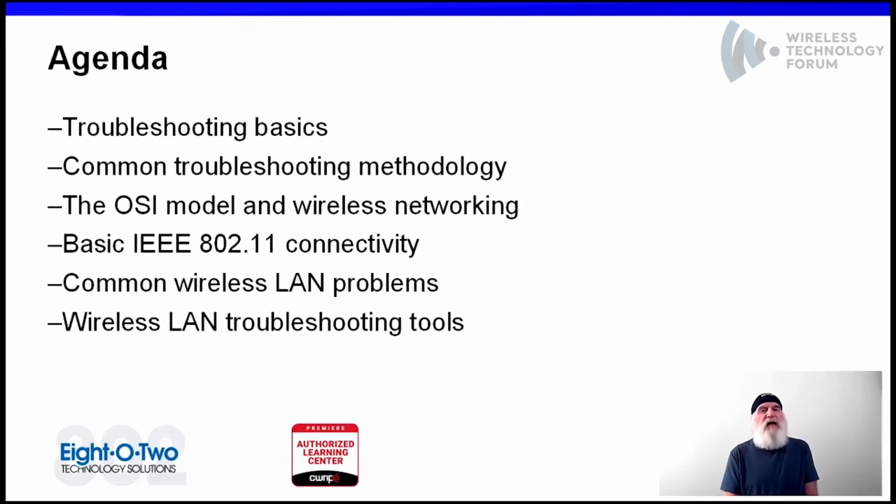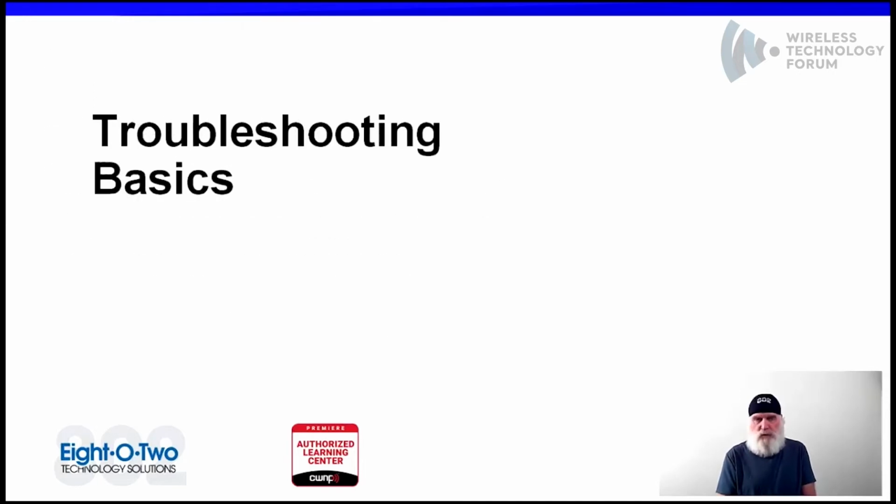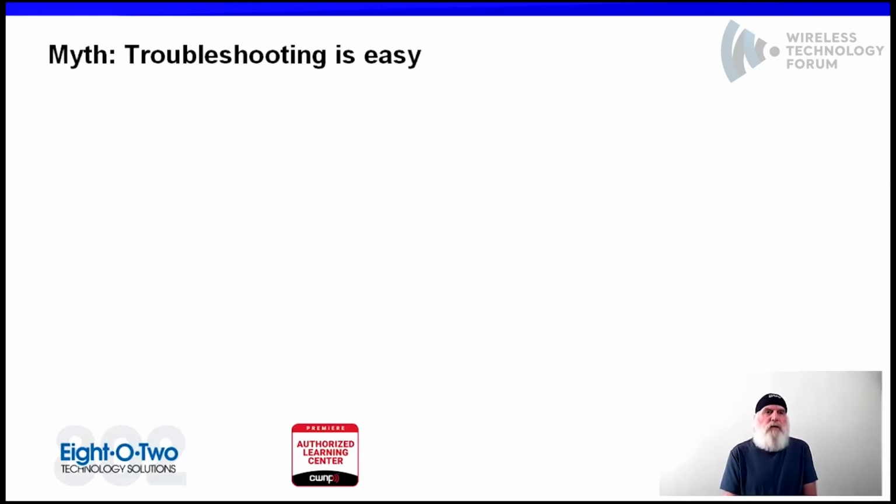We'll look at basic 802.11 connectivity. I want to show you the 802.11 authentication and association process, which is a very important process that is required every time you connect to a wireless access point and every time you transition from one access point to another. We'll take a look at some common wireless LAN problems and some common wireless LAN troubleshooting tools. Let's start with the troubleshooting basics.